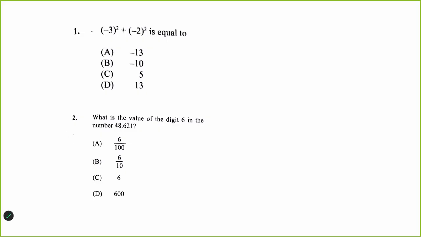Number 1 is a repeated question. We know this is 9, and that is 4. 9 plus 4 is 13. This is the next repeated question. What is the value of this? Well, no, this is not a repeated question. It's a similar question. 48.621. I told you if you want the value of 6, you would put it over, because this is a decimal, the decimal point is 1, and how many digits to reach 6? 0. So it'll be 6 over 10, which is B.